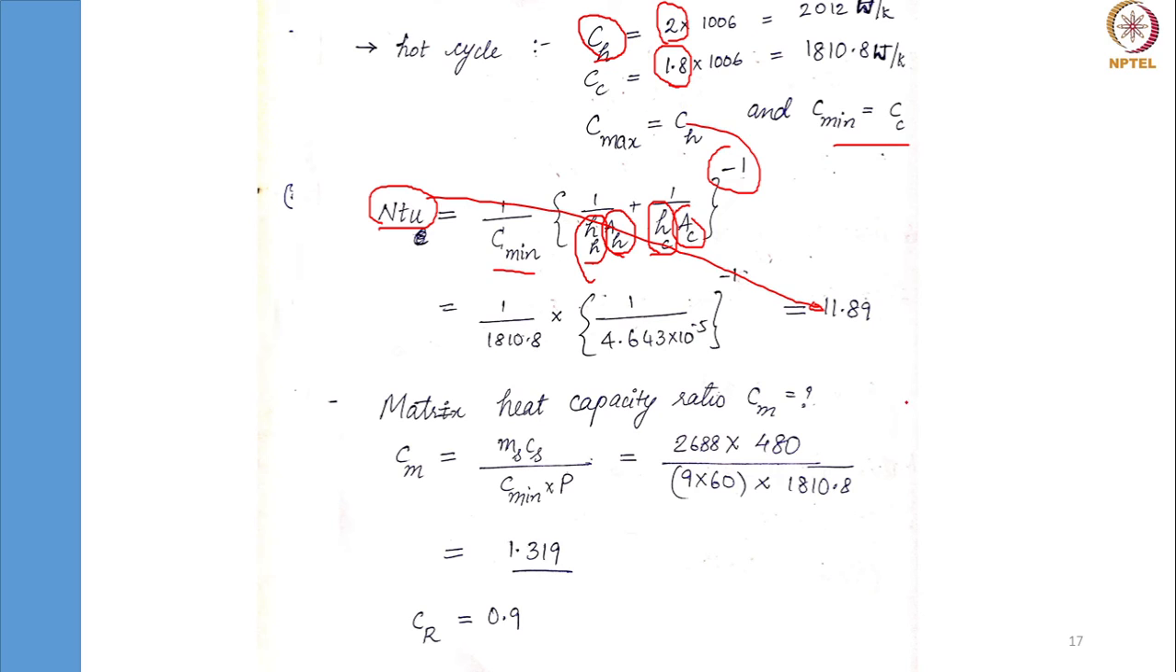11.89, and we are going to find the matrix heat capacity ratio as MSCS by Cmin into regeneration time, or we were calling it P naught. Dimensional consistency should be there. It was given as 9 minutes, so we have to be very careful in these types of situations. So we end up having a matrix heat capacity ratio of 1.319.